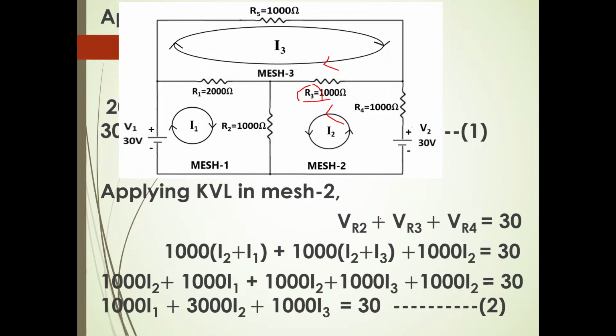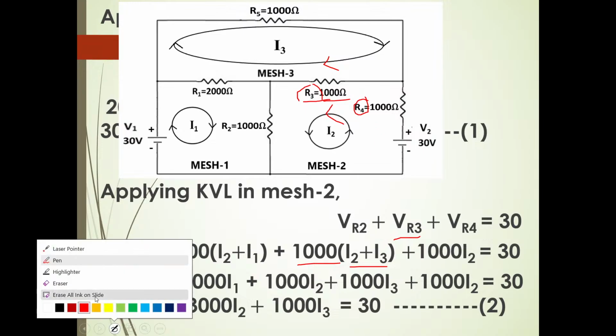Okay. Therefore, voltage across R3 is what? R3 value is 1000 into, what is it? I2 and I3 currents are the same. Therefore, I2 plus I3. Okay. I2 plus I3, plus one more resistor is there. What is it? R4. One more resistor is there. R4. I will erase all links.